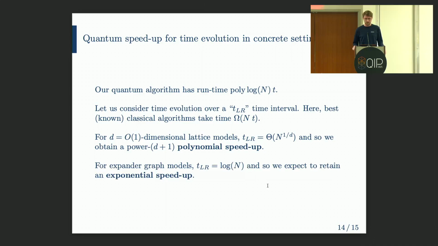And for expander graphs, we know that expander graphs have log size diameter. So the Lieb-Robinson time in that case is only log capital N. If we fill in this log of capital N into the two runtimes, we see that we retain an exponential speed up for these models. And of course, in general, as I've argued, the robust speed up can be proved through the BQP completeness of the problem.